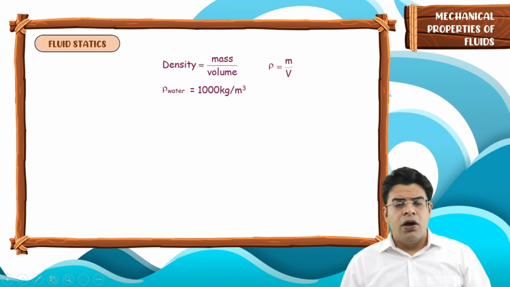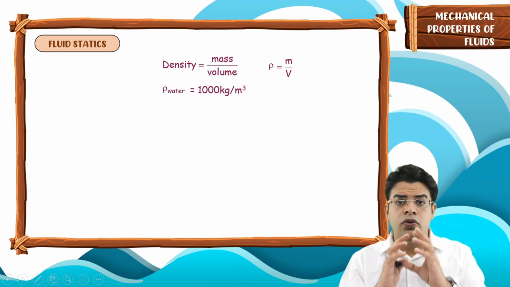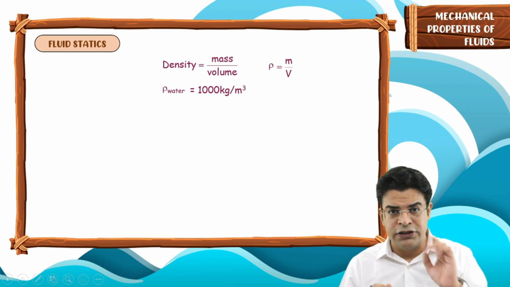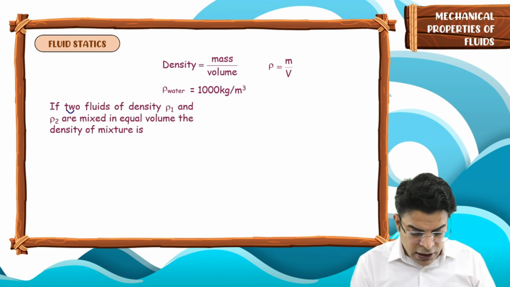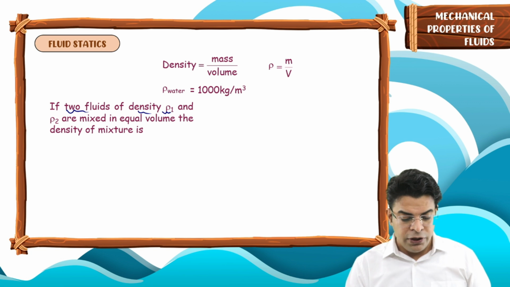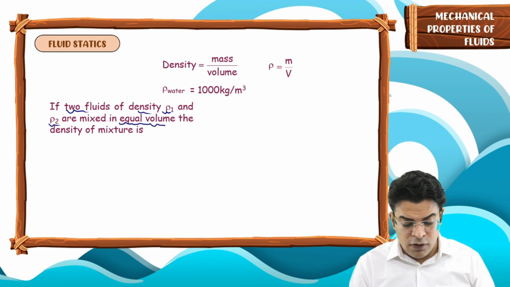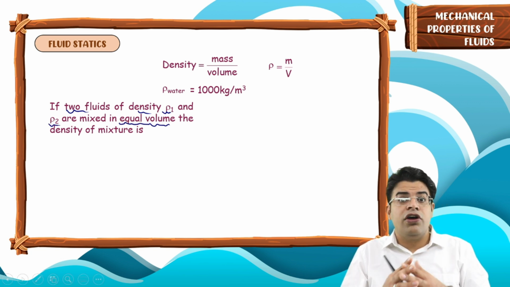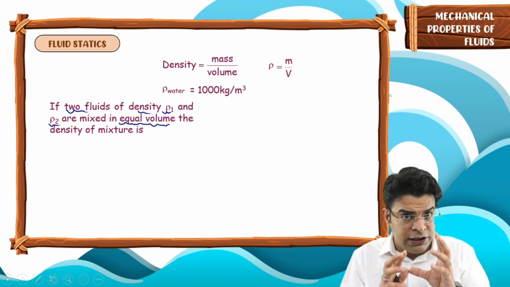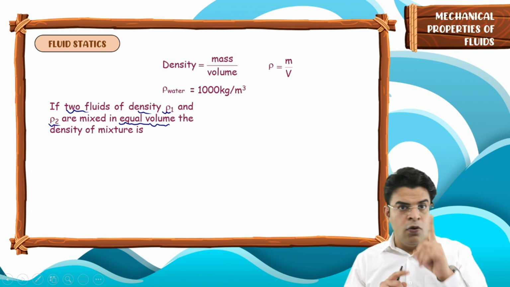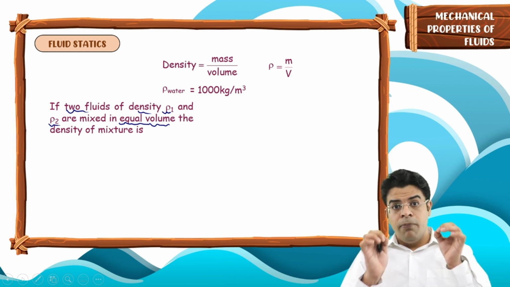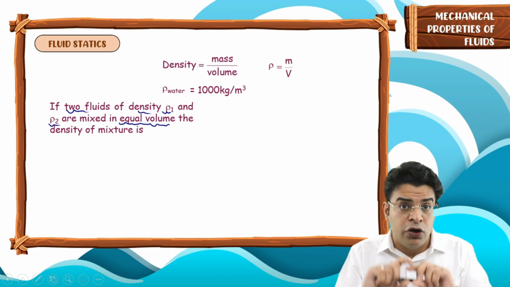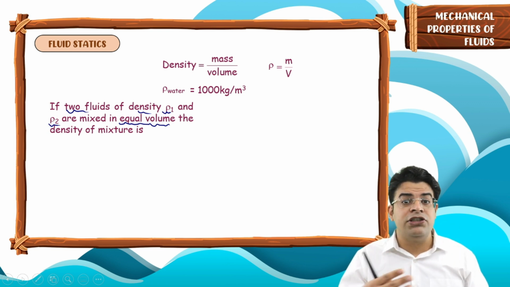Now here on the mixing of fluids, two types of questions are asked. The first type, they will give you something like, if two fluids of density ρ1 and ρ2 are mixed in equal volume, then what is the density of mixture? So we are mixing two fluids of different density ρ1 and ρ2, but we are mixing them by same volume. They are asking you what is the density of mixture.